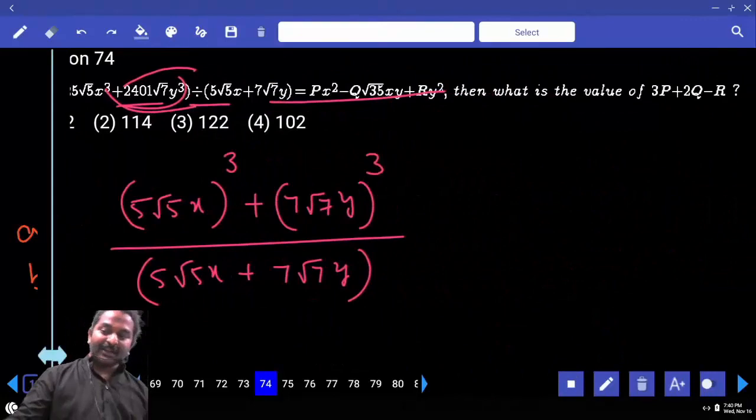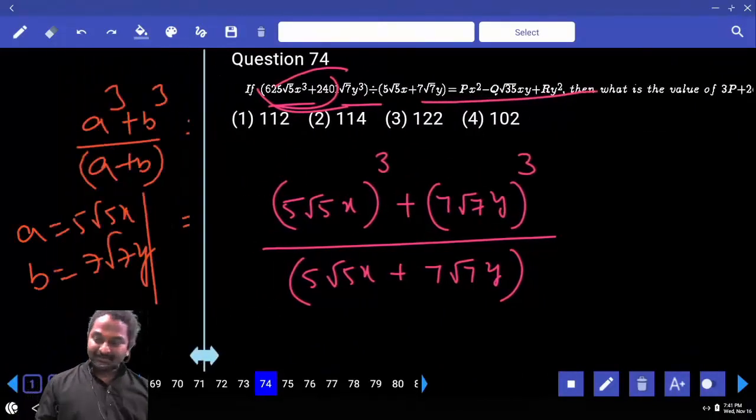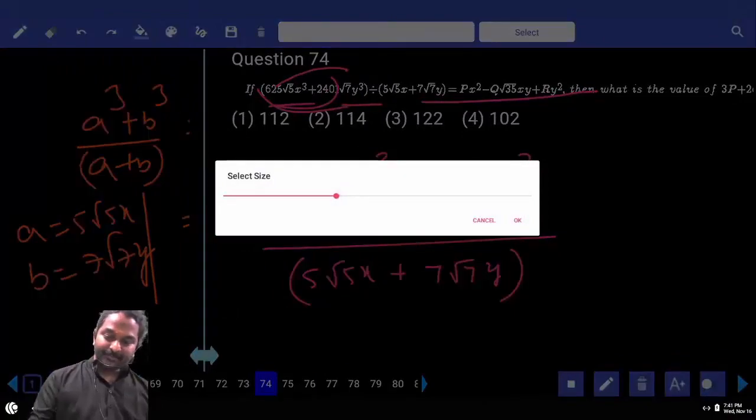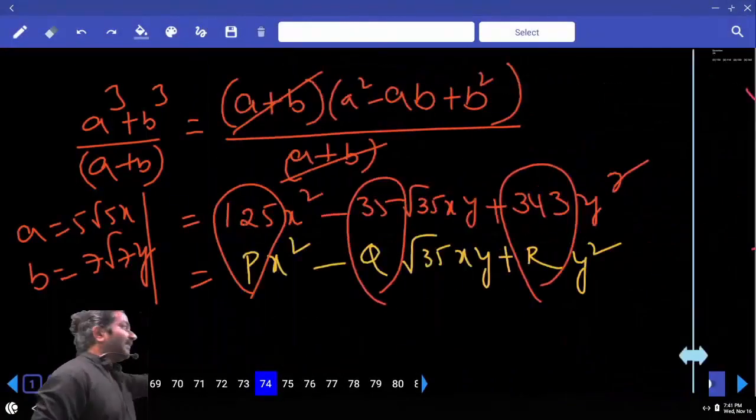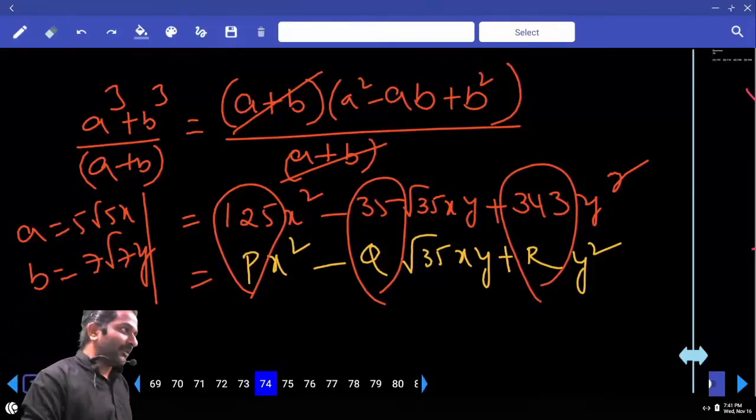and you just need to substitute that in this equation, 3p plus something something, correct? Can you do that? p is 125, q is 35 and r is 343. Just need to substitute the values there.